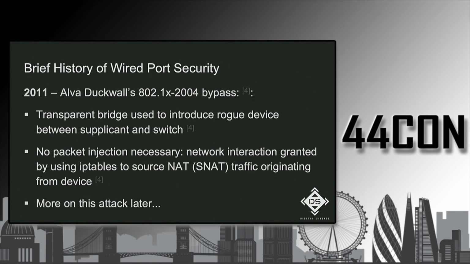Later that year, this is one of those cases where two researchers came up with something very similar, working in parallel and didn't even know it. Alva Duckwall released his own 802.1x 2004 bypass that also used a transparent bridge to introduce the rogue device between the supplicant and switch. But the cool thing about Duckwall's implementation is it didn't need packet injection, because he just used iptables to create a source NAT so that all traffic originating from the rogue device would appear to be coming from the supplicant. So that was a much simpler implementation.